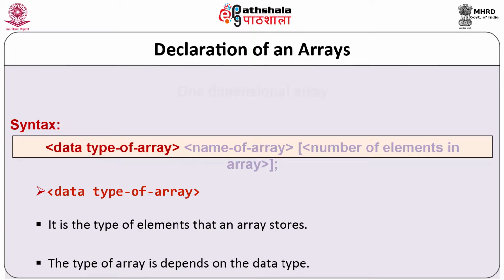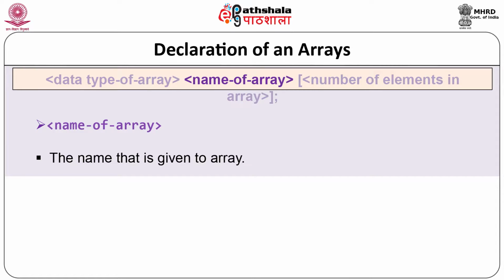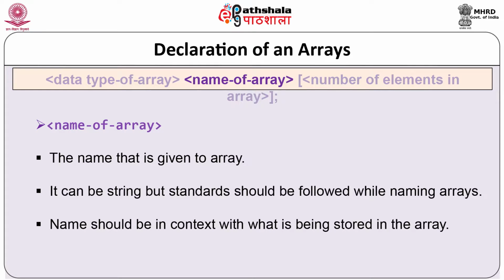The type of array depends on the data type of array. If array stores character elements, then the type of array is character. If array stores integer elements, then the type of array is integer. Name of array is the name given to the array. It can be any string, but it is usually suggested that some standard should be followed while naming the arrays. At least the name should be in context with what is being stored in the array.